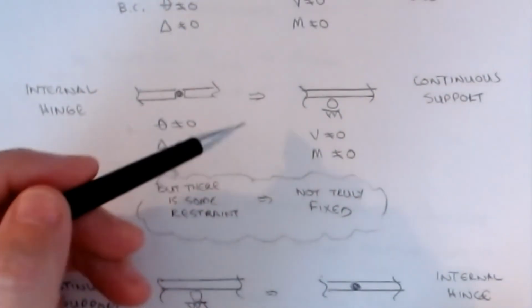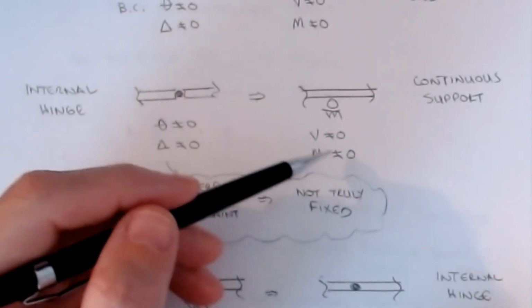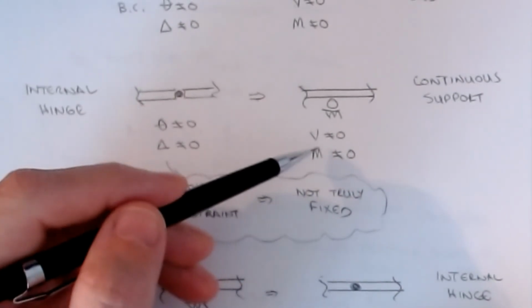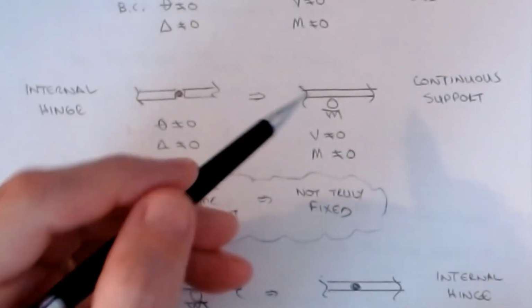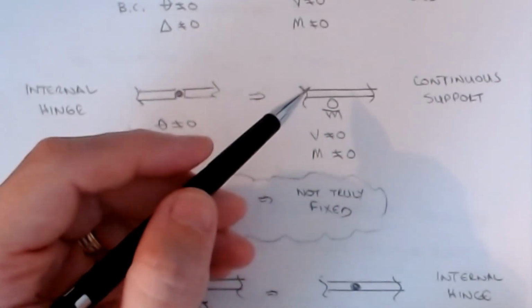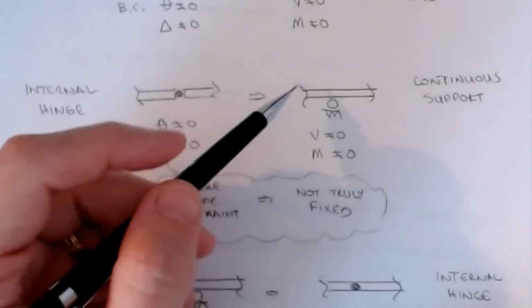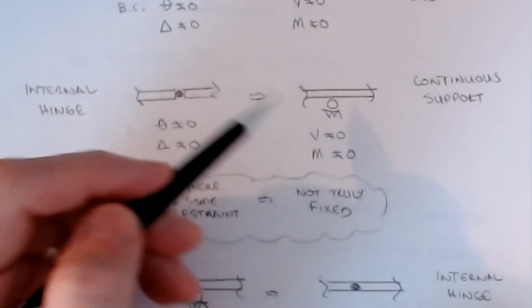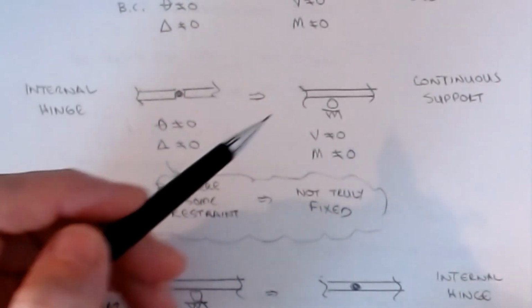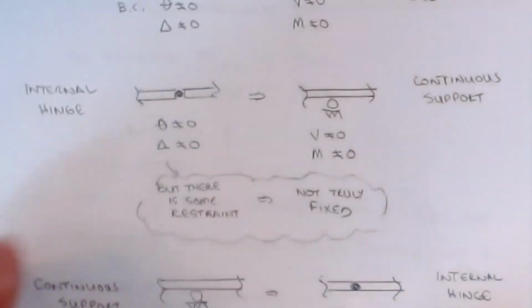But we do have the same boundary conditions, v not equal to 0 and m not equal to 0, both of them are not equal to 0. Then if there is some restraint, this thing can rotate a little bit, has a little bit of shear, can have some moment in it. This then represents a continuous support. Because if you remember back to your shear and moment diagrams, with a continuous support, we had moment values possible directly over those support conditions. So that's our mapping for the continuous support.